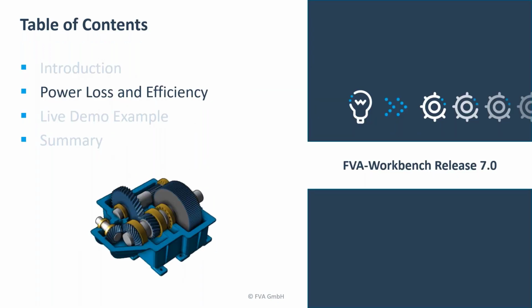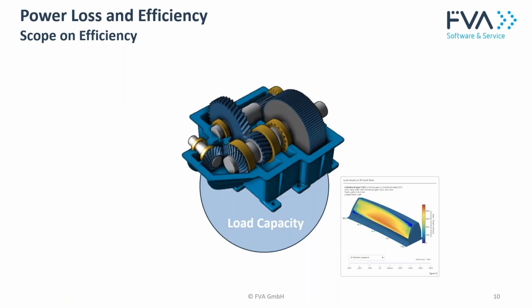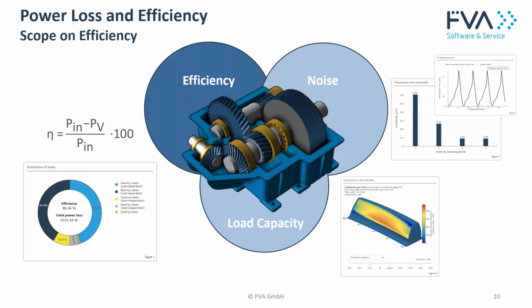Now we come to the basics of the power loss analysis and the efficiency of the gearbox. In the gearbox design process, typically we have conflicting aims. Highest priority is mostly the load capacity of the gearbox, followed by the noise behavior. And the efficiency most of the time is analyzed at the end, when the gearbox design is nearly fixed and you can't change a lot of factors.